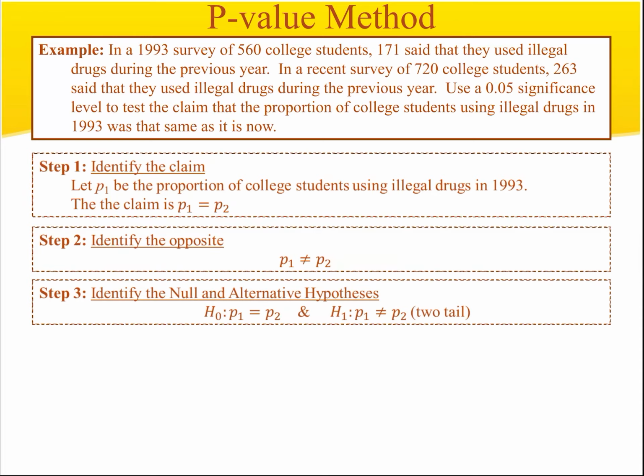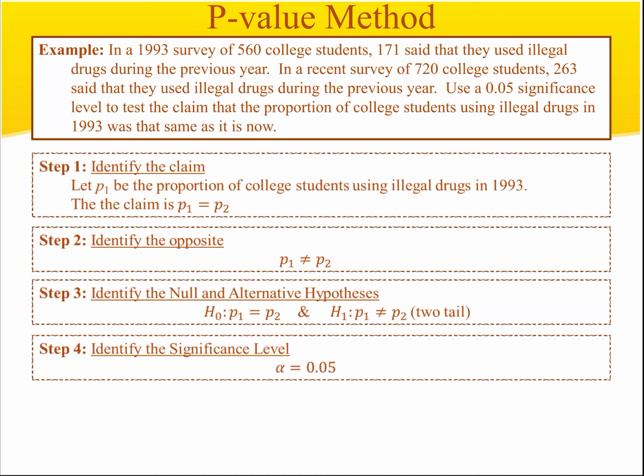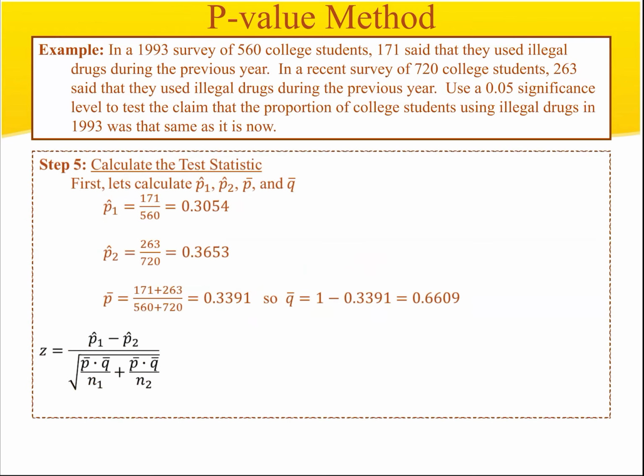When we identify the null and alternative hypothesis, the null hypothesis must be the equality one, P1 equals P2. That means the alternative hypothesis is the other one, P1 is not equal to P2. Since there's no inequality sign here, this is a two-tailed test. That will be important for us when we calculate our p-value to double it. Okay, the significance level before we move to the test statistic is 0.05.